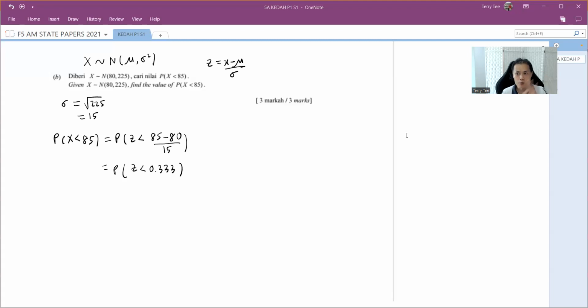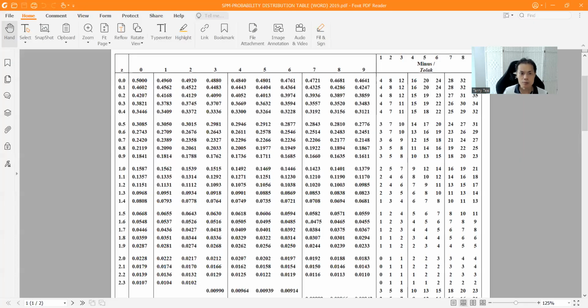I have 3 different ways to show you how to obtain this value. Number one, of course, we use the normal distribution table. This one. All right. 0.333, you have to read slowly. 0.3, let me show you here. 0.3 is here. The second 3 is over here. And the third 3, you have to subtract. You have to subtract 11 from the last digit.